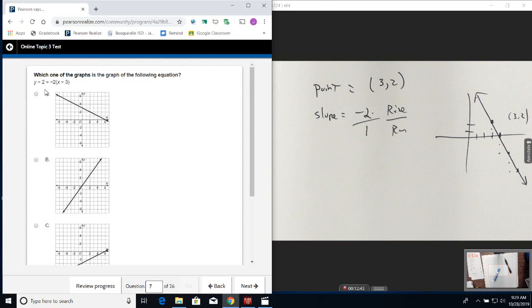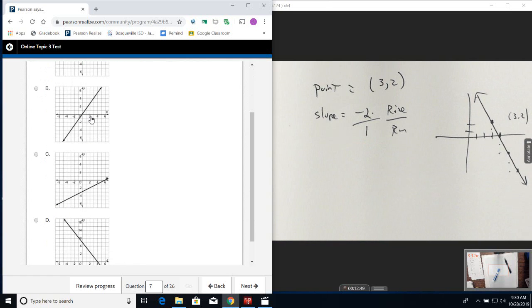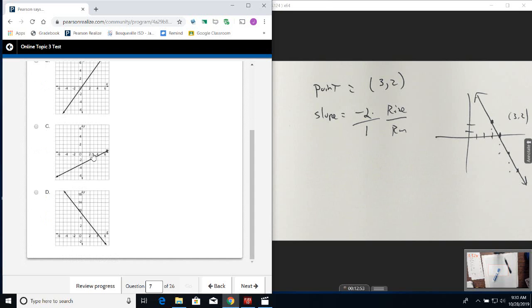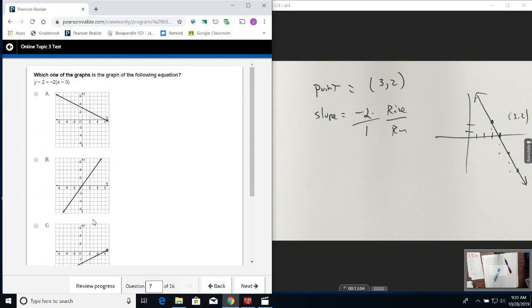So look at A. Does it have a point at 3, 2? Nope, it doesn't. What about B? Does it have a point at 3, 2? Nope, it doesn't. What about C? Does it have a point at 3, 2? Nope, it doesn't. So it looks like it's got to be D. Is that a point at 3, 2? Oh, nope. Maybe it's A. Let's see if that is at 3, 2. Maybe I just overlooked it.